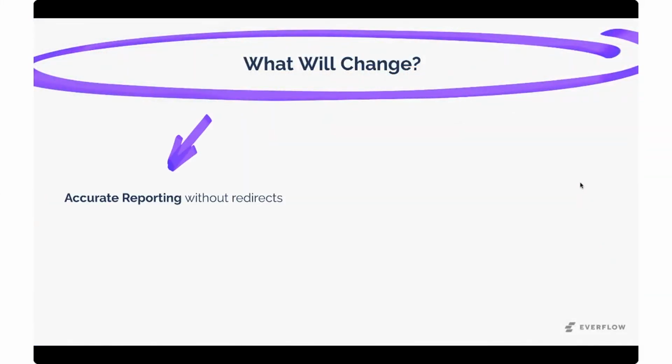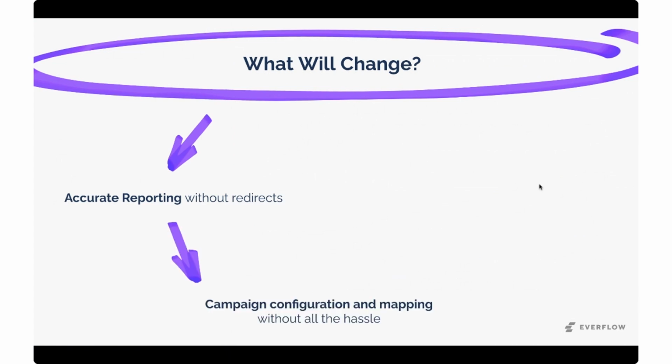So what will change? Again, to reiterate, you still have the option to manually integrate if you like to, but with this AppsFlyer Direct Integration, you have accurate reporting without redirects. You'll be able to configure campaigns and event mapping without having to go back and forth and all the hassle. And bring cost data into Everflow from AppsFlyer so you can optimize your campaign with more accurate data. So how can you start?